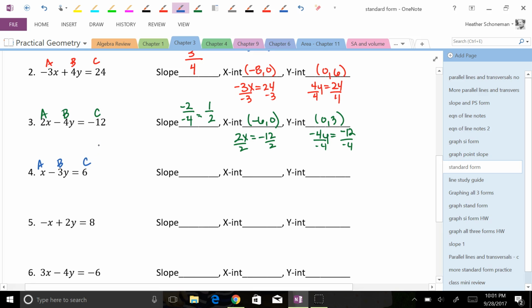Okay, this is your A, B, and C. So the slope is the opposite of A. Well, there's no number in front there, but we know there's an invisible 1. So that'd be negative 1 over B, which is negative 3. Now the numbers don't reduce, but a negative divided by a negative is a positive, so it's positive 1/3. The x-intercept is when y goes away, so we get x equals 6. That's easy. The y-intercept is when x goes away, so we get negative 3y equals 6. I divide by negative 3, and y equals negative 2.